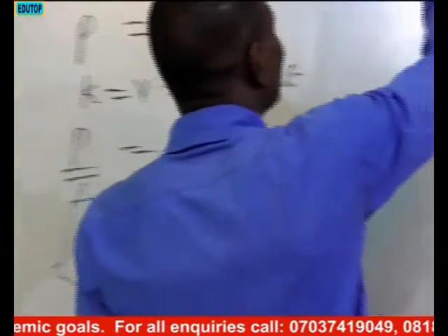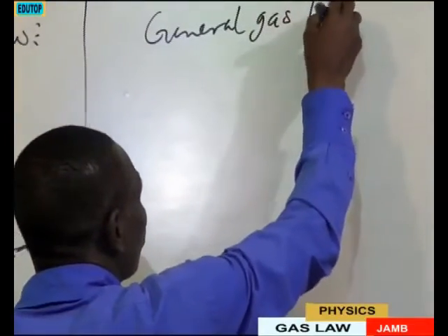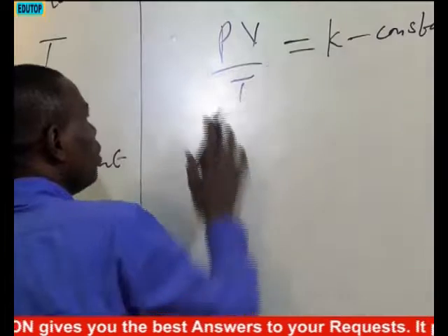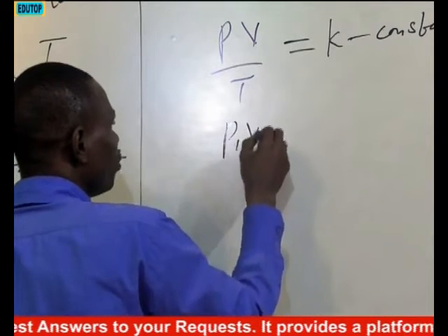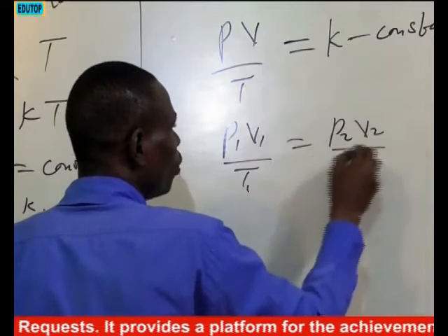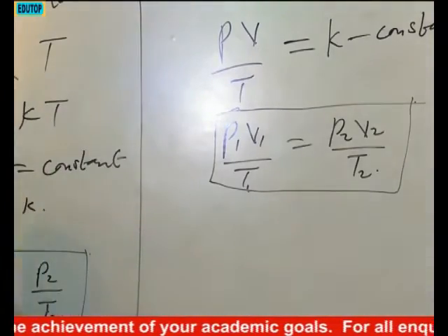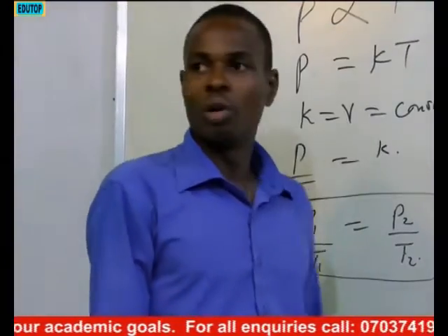Then, finally, we quickly consider general gas law. The three gas laws, that is, Boyle's law, Charles' law, and pressure law, can be combined into a single law known as general gas law. That is, PV over T is equal to a constant. When you combine everything together, it is equal to a constant. And from this one, we can have P1V1 over T1 equal to P2V2 over T2. Okay? This is what we call general gas law. And we shall use all the following to solve the following questions.